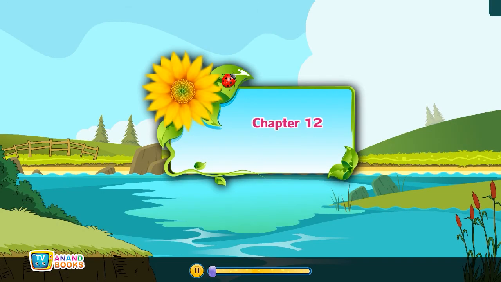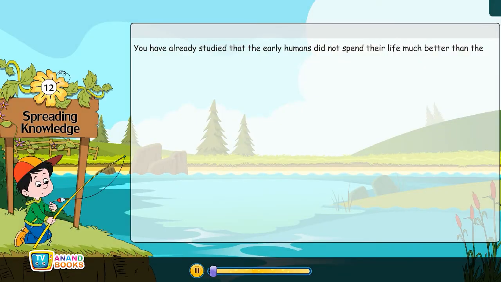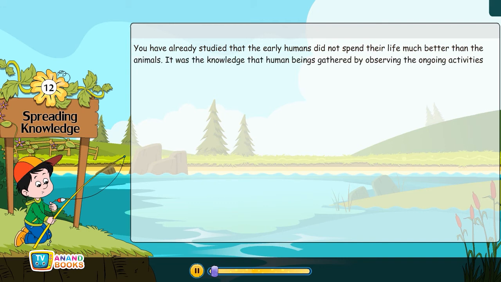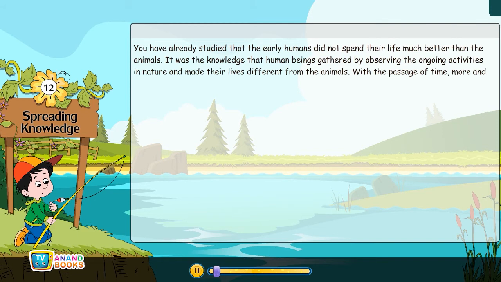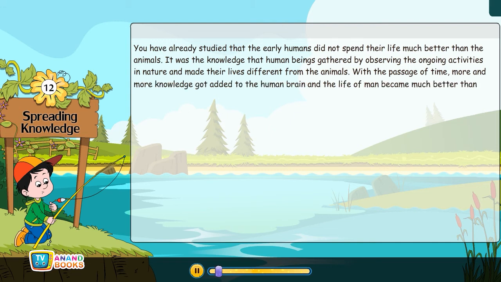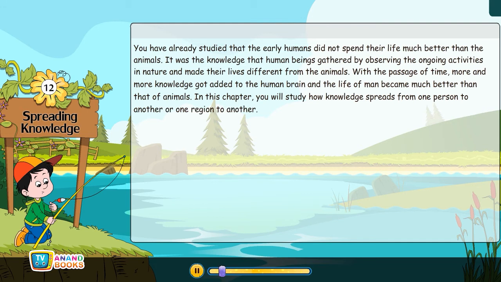Chapter 12. Spreading Knowledge. You have already studied that early humans did not spend their life much better than the animals. It was the knowledge that human beings gathered by observing the ongoing activities in nature and made their lives different from the animals. With the passage of time, more and more knowledge got added to the human brain and the life of man became much better than that of animals. In this chapter, you will study how knowledge spreads from one person to another or one region to another.